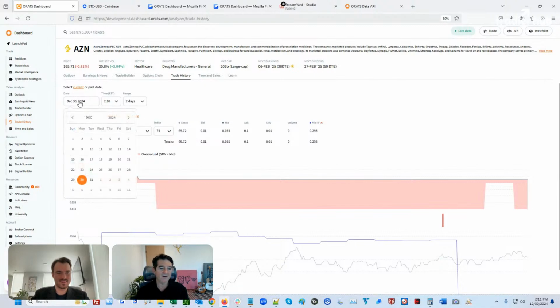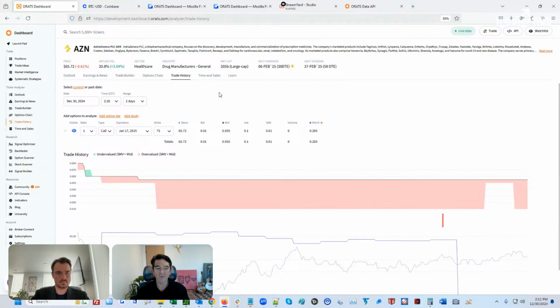And then you could go back in time, and you could go back in days and set the range and everything. So that's a really nice feature. So that's our trade history. You can pull it up by just pulling it up here, or you could click through. It takes whatever trade is in the trade analysis sidebar.